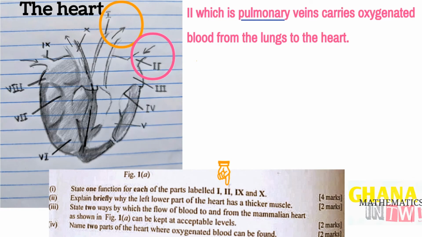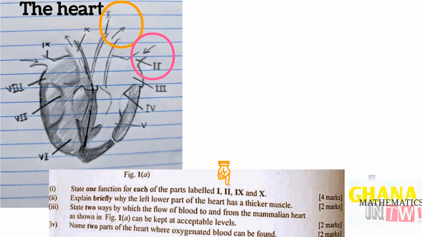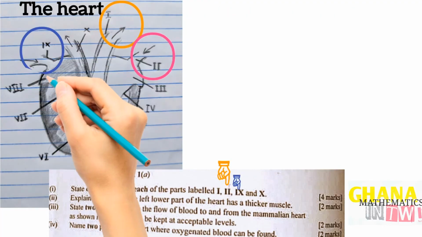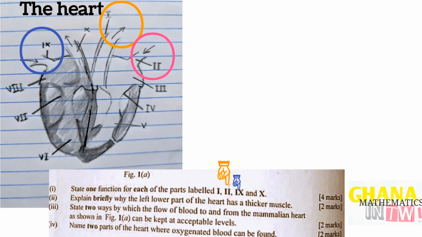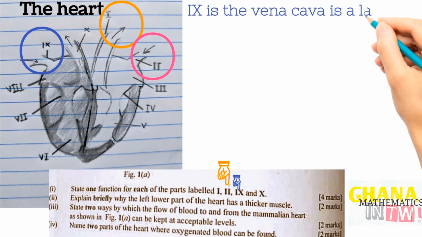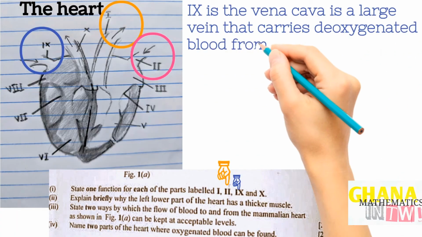The arrow shows it is entering the heart. It means it is taking blood from the lungs to the heart. So the term pulmonary is a term related to the lungs. In this case, I can say that even the respiratory system has something to do with the cardiovascular system. The III is the vena cava.